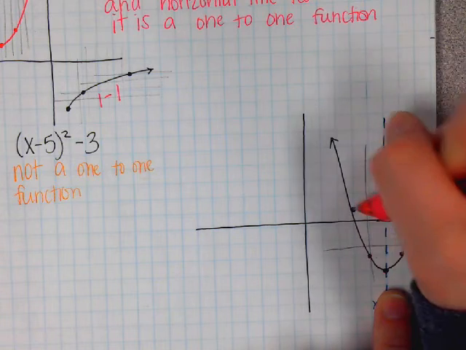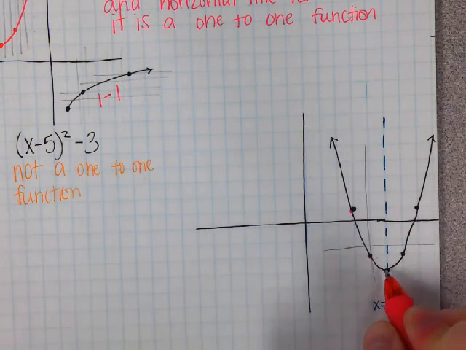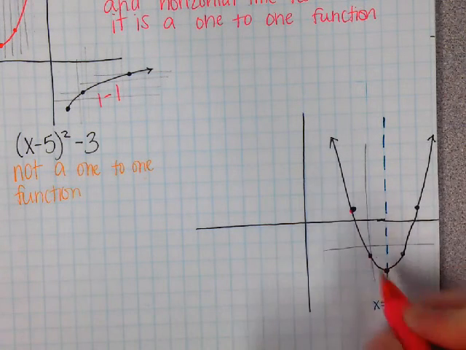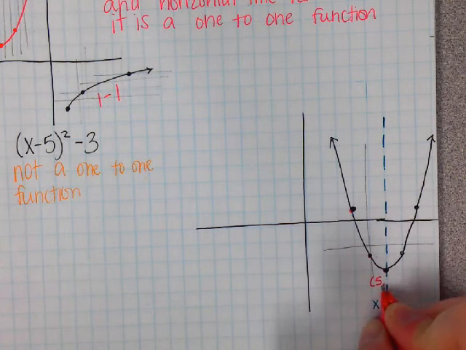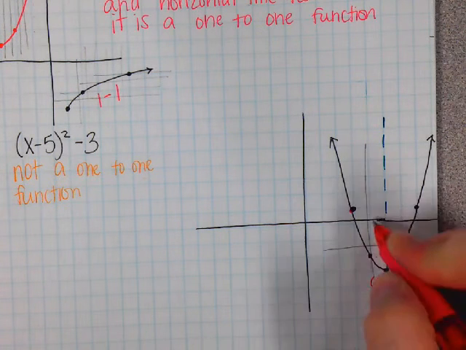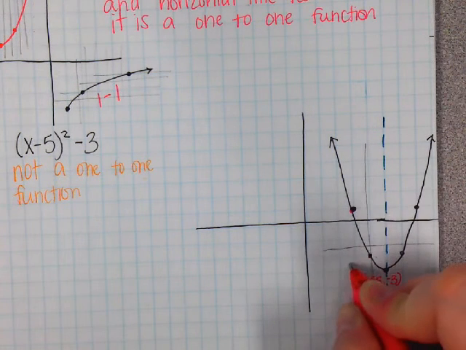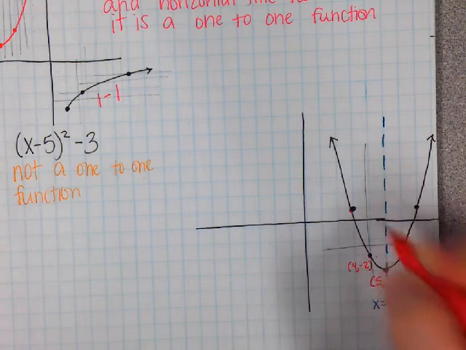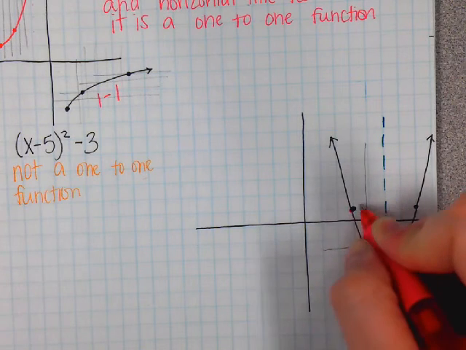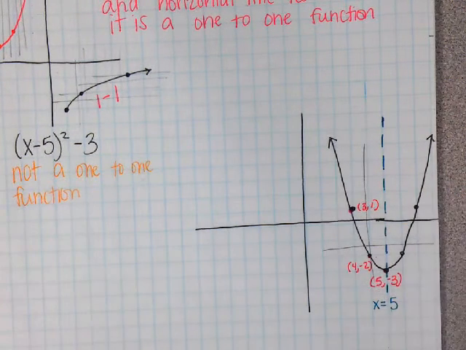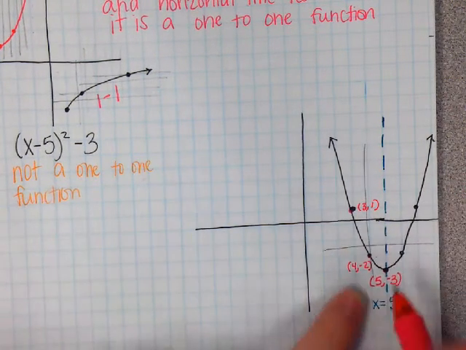No, I'm going to do the left. So I'm going to do these points right here. So this point is at 5, negative 3. This one's at 4, negative 2. And this point is at 3, 1.